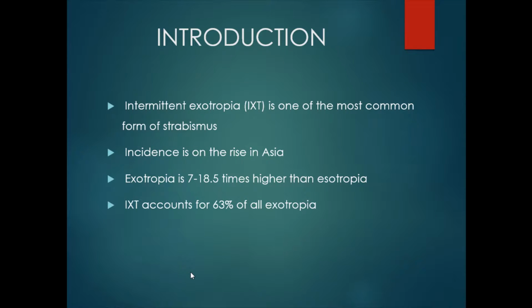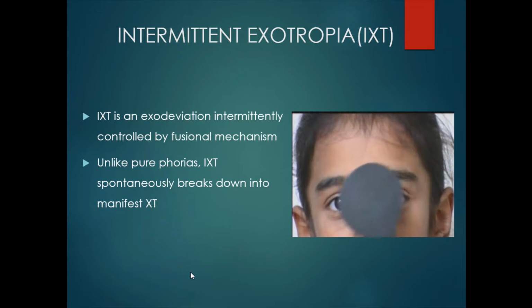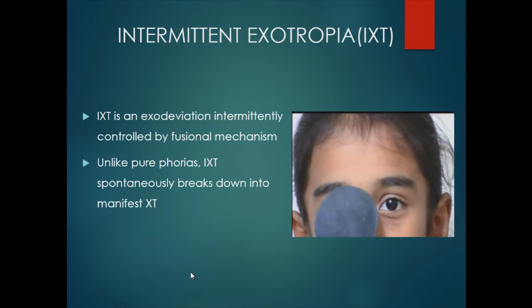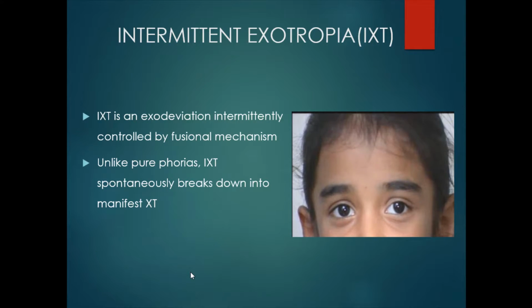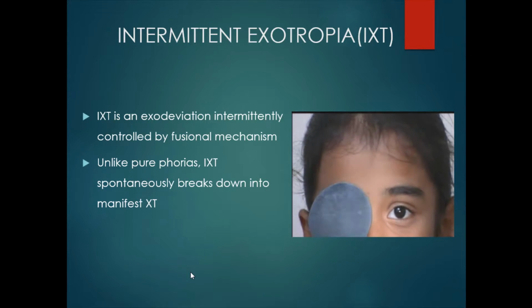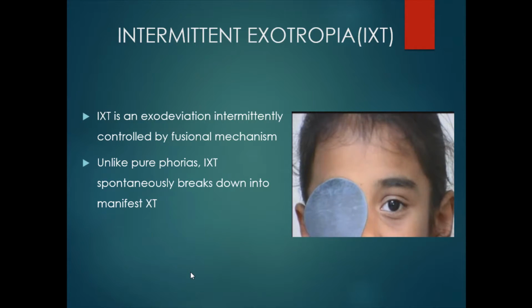So intermittent exotropia is one of the most common forms of strabismus, and there is an incidence in the rise in Asia, and we have seen that it's almost 20 times higher than in esotropia, and almost more than 70% of all exotropia is intermittent exotropia. And Jenkins has also shown that in regions near the equator, there is a lot of prevalence of exotropia. So this is again another child. As we can see here, it is an exodeviation which is intermittent, which is controlled by the fusion mechanism. So unlike pure phorias, intermittent exotropia spontaneously breaks down into manifest exotropia.